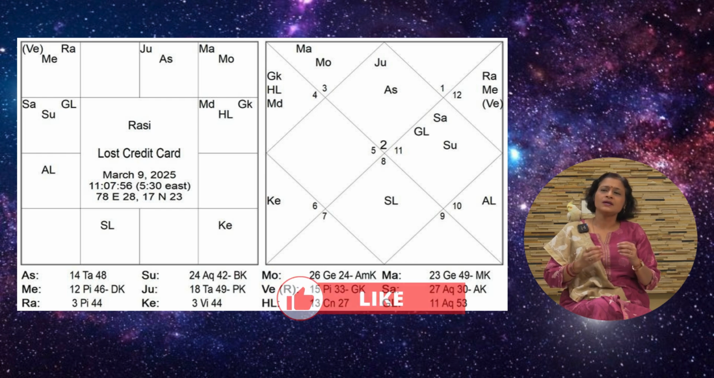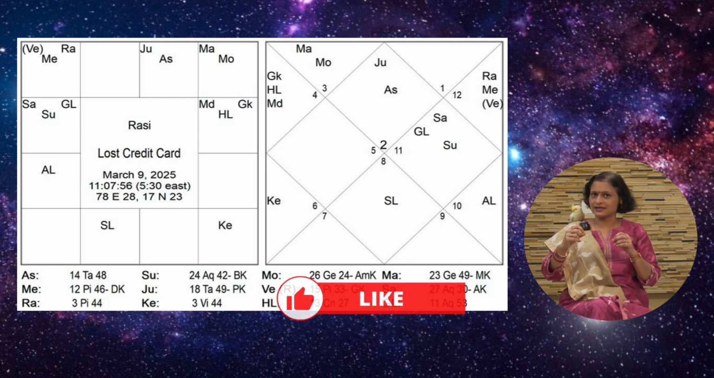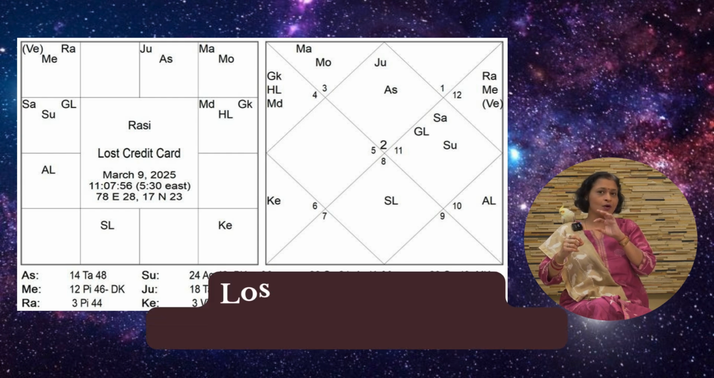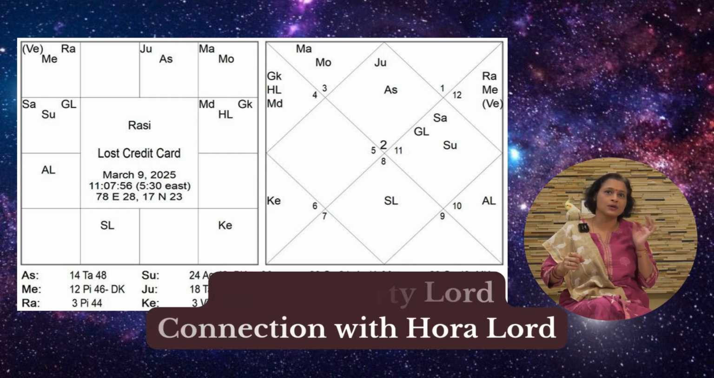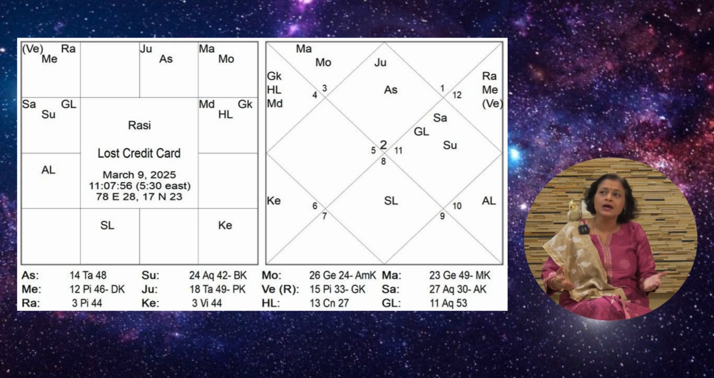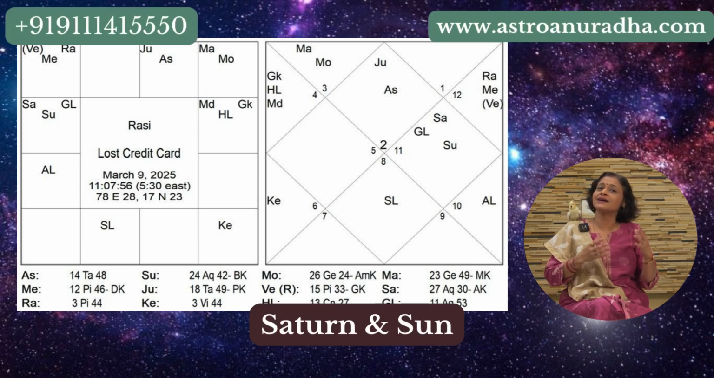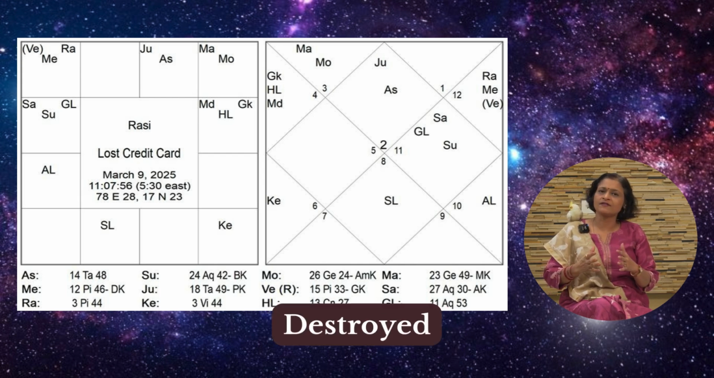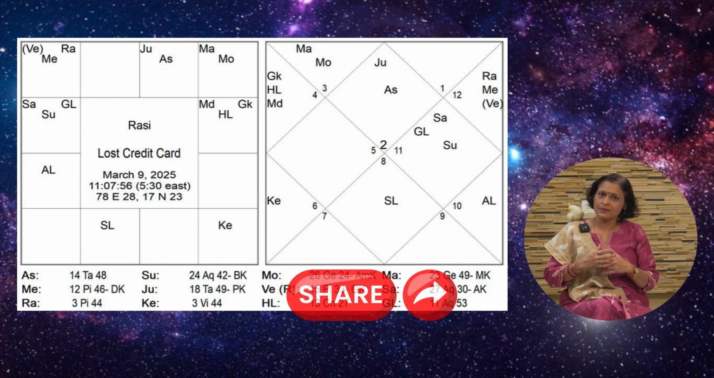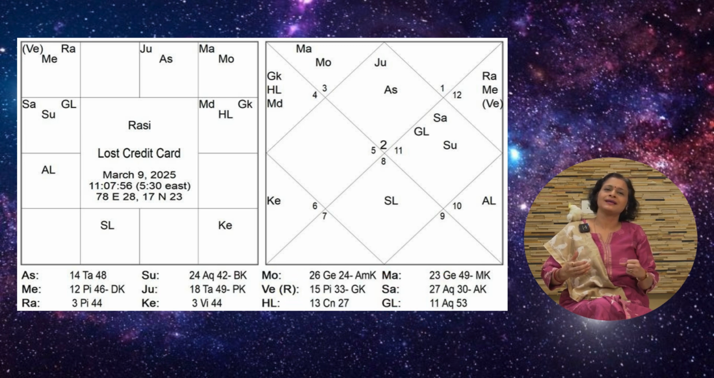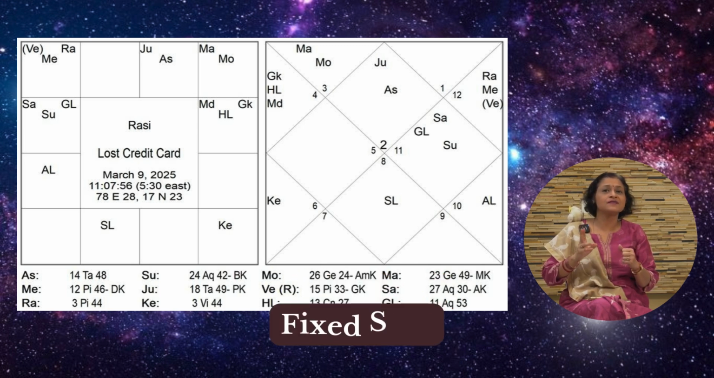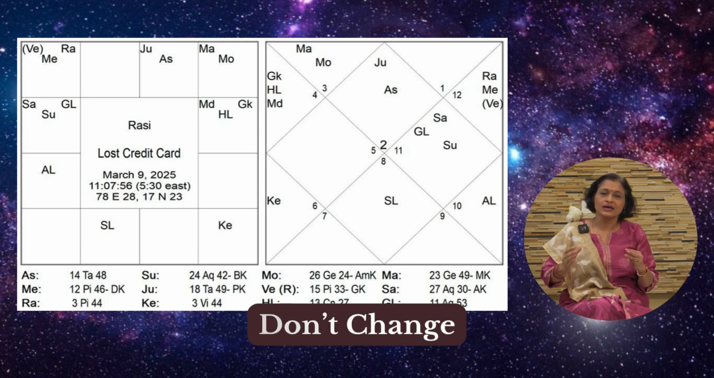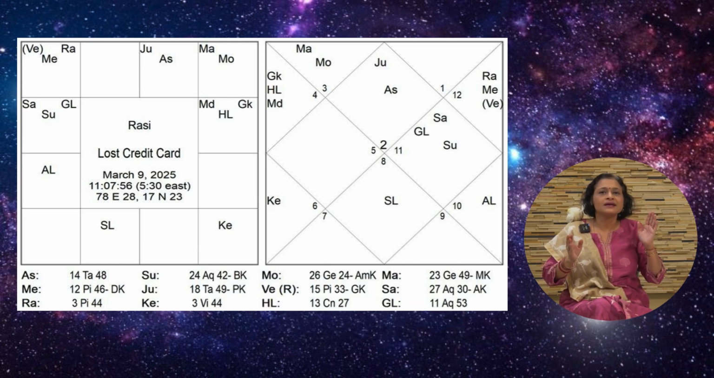So, here you need to understand a number of things. First, the lost property Lord has a connection with the Hora Lord. That means this question was genuine. It also means since both Saturn and Sun are not in a watery sign, things are likely to come back. It may not have been destroyed. Again, I am using another concept about which I have made a number of videos, that if the planets concerned are in a fixed sign, things don't change. That is, wherever the thing is, you will find it there only.